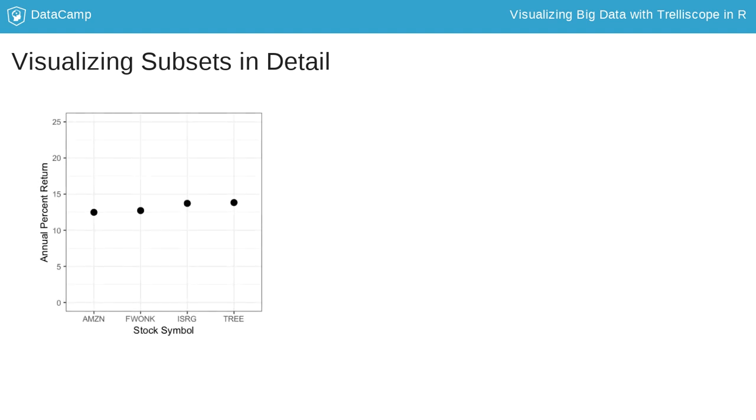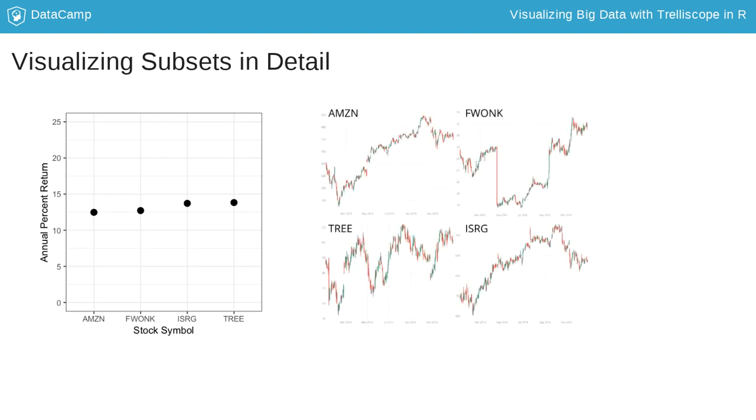For example, here we have a summary visualization of the annual return for 4 stocks. From the summary, it appears all 4 stocks had a similar year, a return of around 13%. However, looking at detailed plots of the daily prices, we see a very different year for each stock. We'll have more fun with this stock data in Chapter 3.